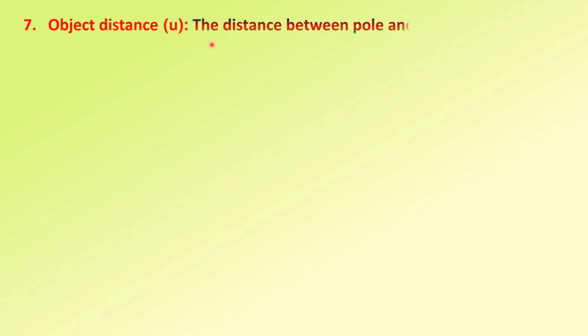Next one is object distance. It is represented by u. The distance between pole and object is called object distance.